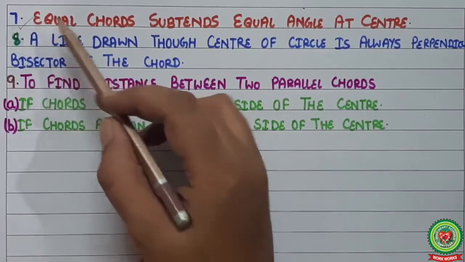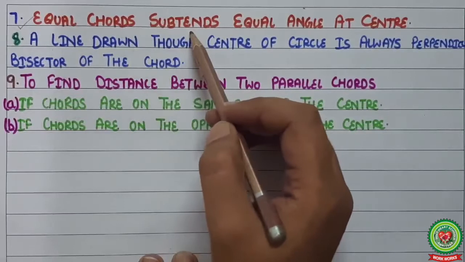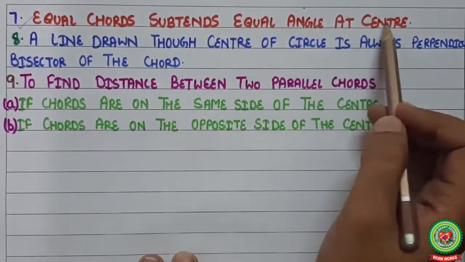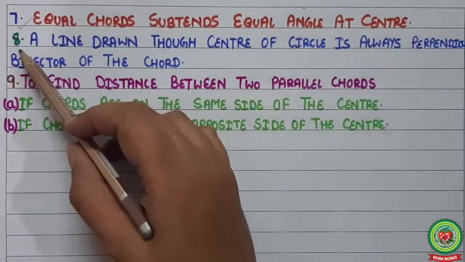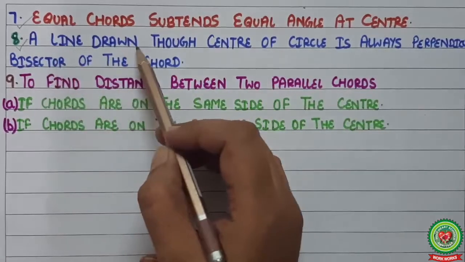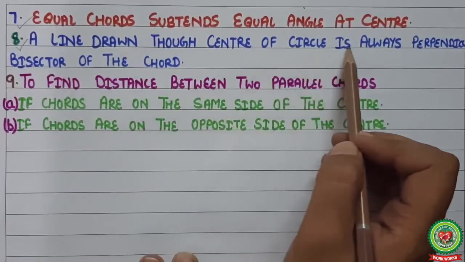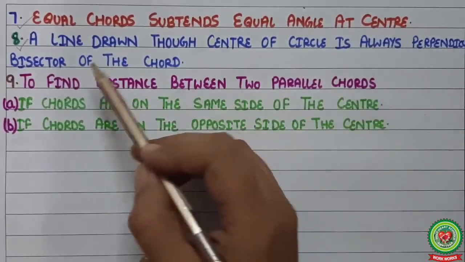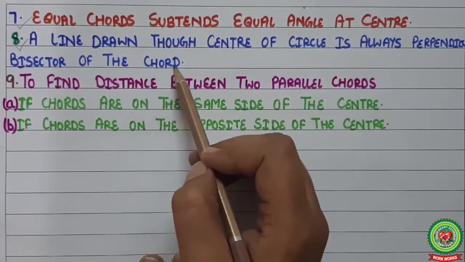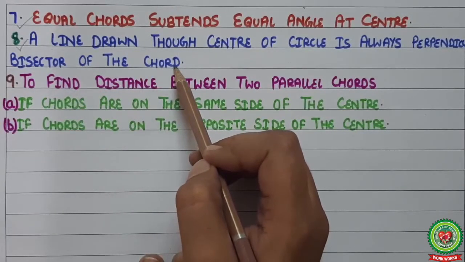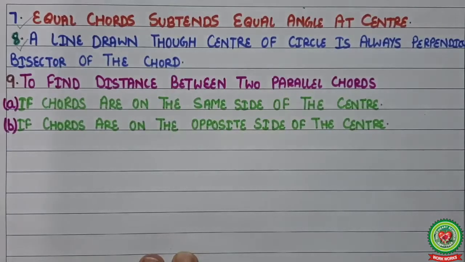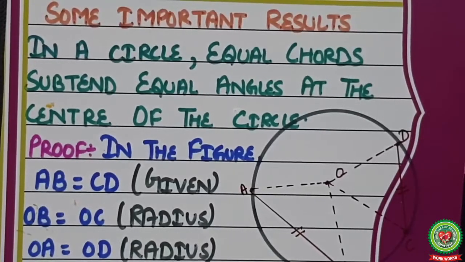Objective number 7 is equal chords subtend equal angle at center, and objective number 8 is a line drawn through center of a circle is always perpendicular bisector of the chord. Now children, we will do their application. Before doing the application of the first objective, first of all, let's have a look at the proof.